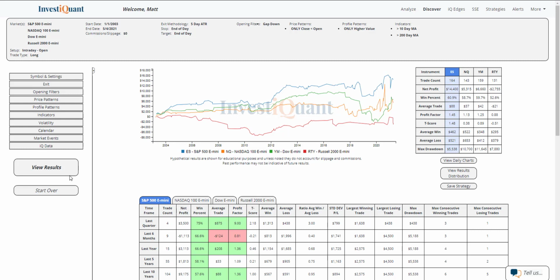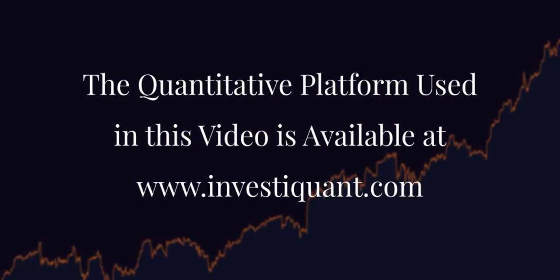If you look at the average win to average loss, you can see the average loss is larger than the average win in all 4 of them. So the S&P has a larger average loss, as does the NASDAQ, Dow, and Russell. So historically speaking, 3 out of the 4 instruments have closed above the open about 60% of the time with this pattern, but the bigger moves have been to the downside.